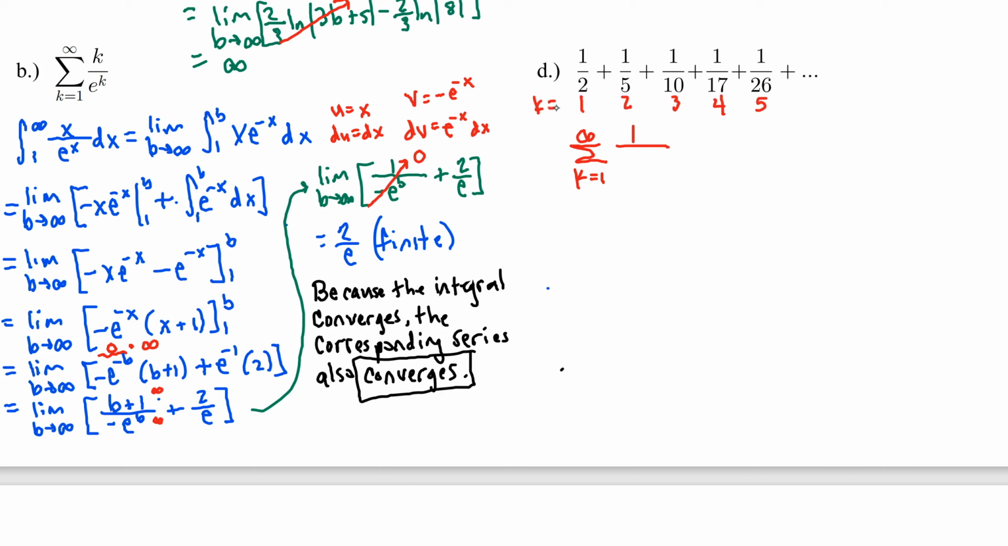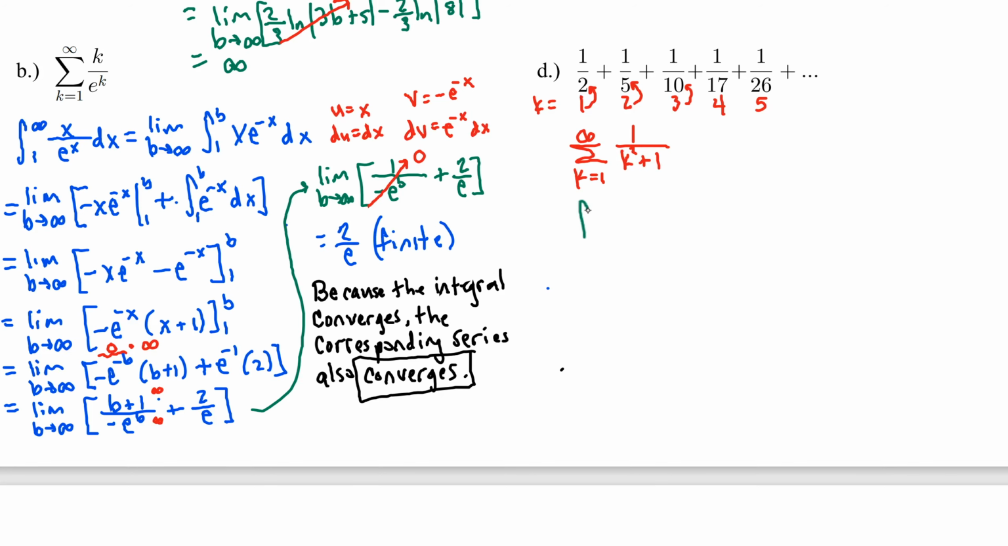K would be 1 for the first term, k is 2 for the second term, so on and so forth. So if you'll notice, if you square the position k and then add 1 to it, that's going to give you the denominator. For example, 1 squared plus 1 is going to give me 2. 2 squared, which is 4, plus 1 is 5. 3 squared, which is 9, plus 1 is 10. So we could write this as k squared plus 1. So we have expressed this series with the nth term, or in this case, the kth term formula.